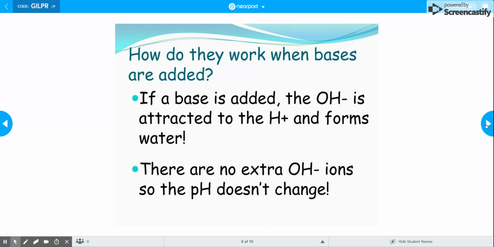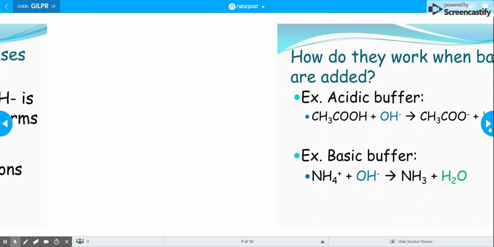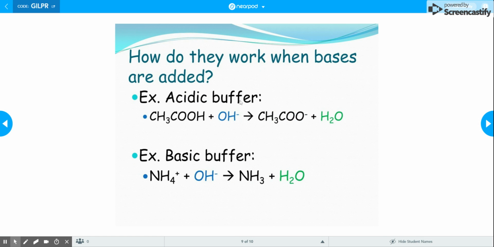Now, what if you add a base to a buffer? How does that work? Well, if a base is going to be added, that negative hydroxide is going to be attracted to that hydrogen ion that's available in there, and then we're going to form water. So water will not change the pH. So because we don't have any extra hydroxide ions in there, our pH will not change because we know hydroxide refers to bases. So when we have our acidic buffer, here's our weak acid right here. This hydrogen is going to come off the weak acid, combine with the OH, and then we're going to form H2O. We're going to form water.